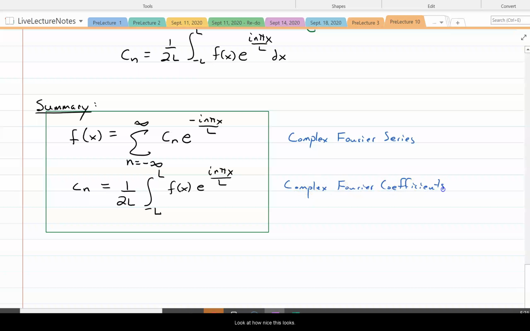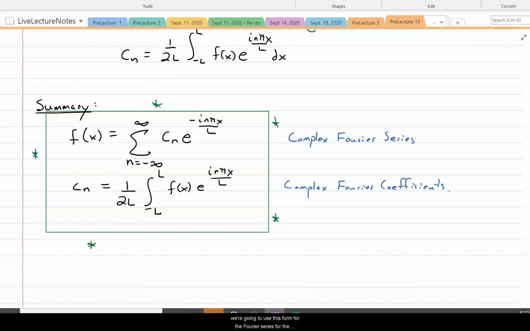Look at how nice this looks. Just one single formula for the coefficients. Everything is totally symmetric from n equals minus infinity to infinity. I don't have a separate a0 over 2 term sitting out there. I don't have to have two different integrals for the an's and the bn's. So this formula is really, really nice. It's a nice way of writing the Fourier series. You know, we haven't really done anything other than rewrite the Fourier series that we had using Euler's formula and a few mathematical tricks. Okay? But the result you get is very nice and compact and symmetric.